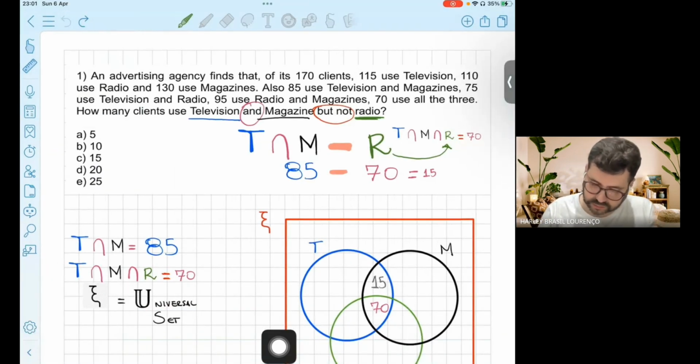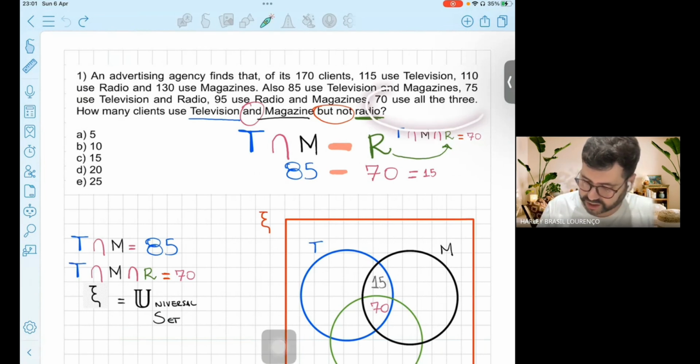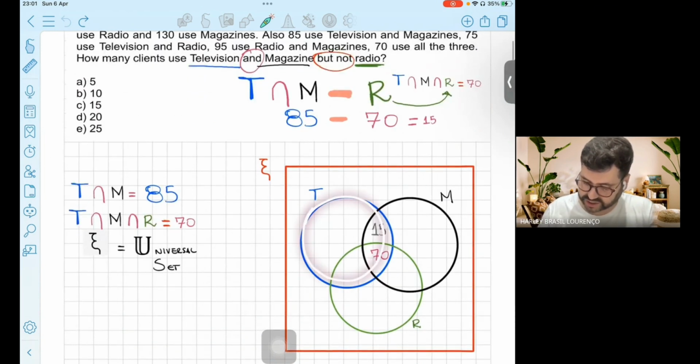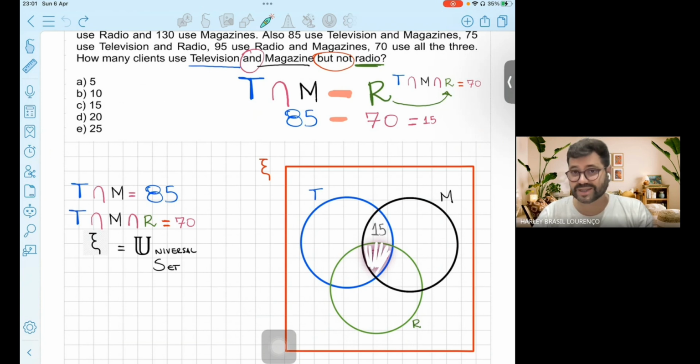So here I have, what is the number of clients that like the three of them? Television, radio, and magazines. So 70 people, and that's what I should start with. I have my set of television, set of clients that like magazines, set of clients that like radio. And this part right here is the part that says 70. So I know for sure that this area contains 70 people.